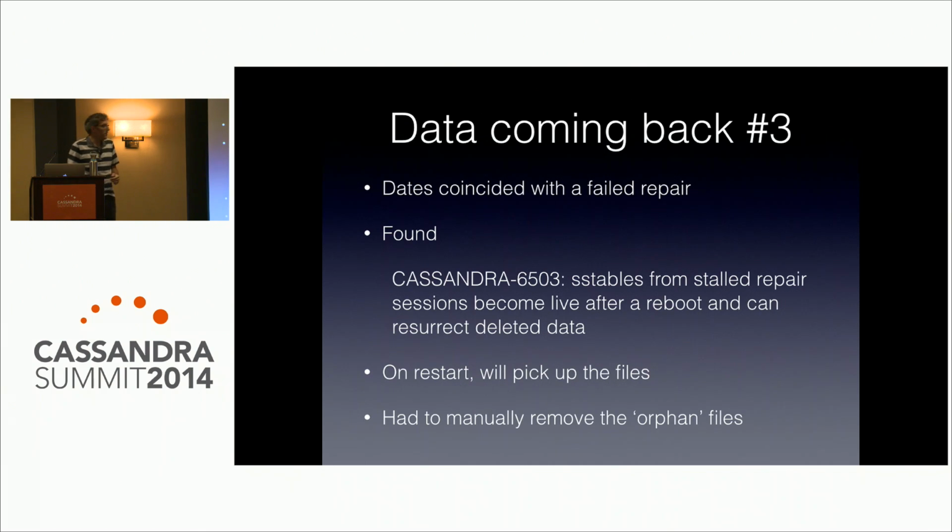Well, it turns out that date in July coincides with a failed repair. Repair fails for many reasons: hardware failure, nodes go down in the middle, disk failure, disk fills up, whatever. It happens. So I had a look, and there's this JIRA. The problem is that when you run repair, you stream the data in, but if it fails in the middle, it wasn't deleting the old data.